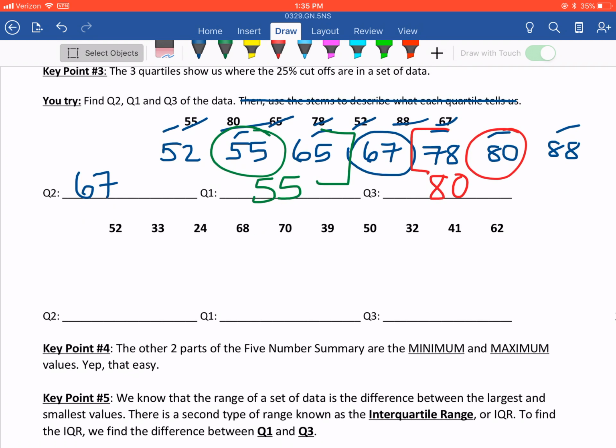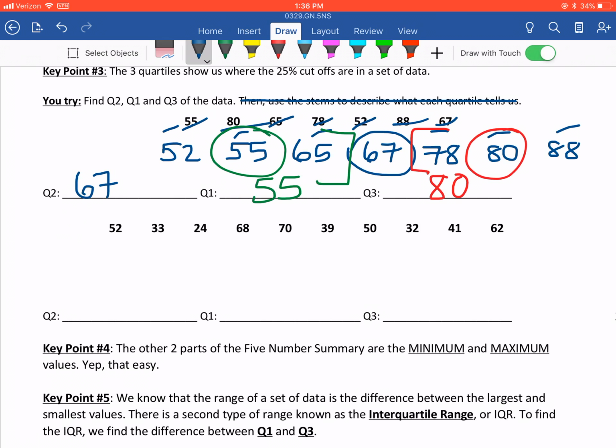All right, now I want you to go ahead and pause the video again. There's another problem up next. Again, these are not in order, so before you can solve, make sure you put them in order. When you're ready to check this one, you may unpause the video.